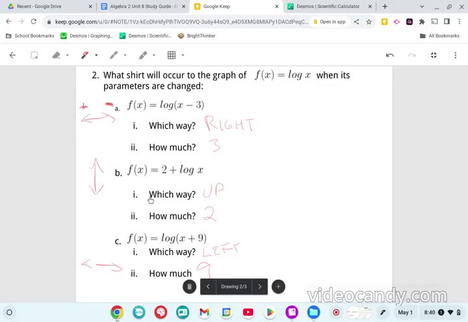That's pretty much it. So you just need to know what those numbers in those different positions do, how they shift. Those are the main two that you need to know. Up and down is going to come where it's added at the beginning of the equation, and left and right is going to be inside the parentheses here.